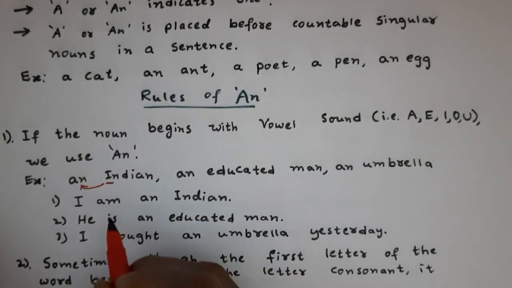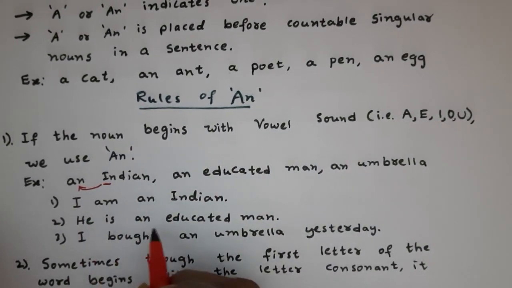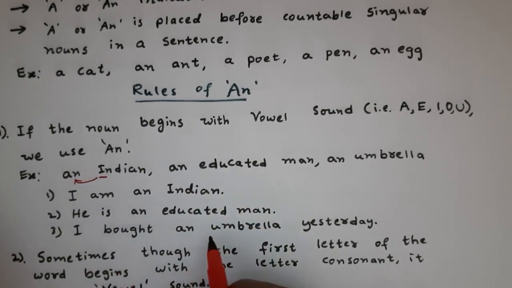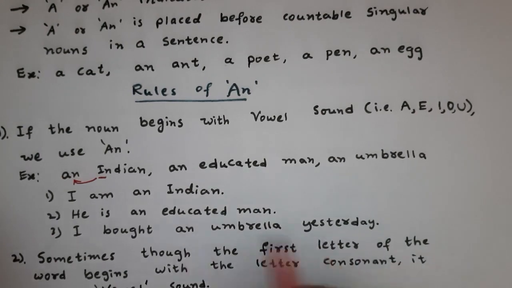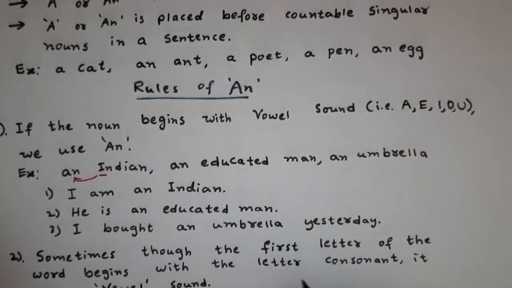Now you can see here. I am an Indian. He is an educated man. I bought an umbrella yesterday. Here you can observe E, A, A. Okay. Next.